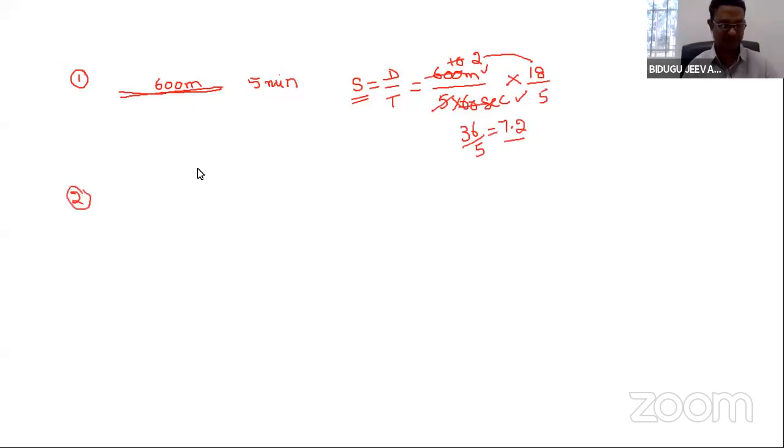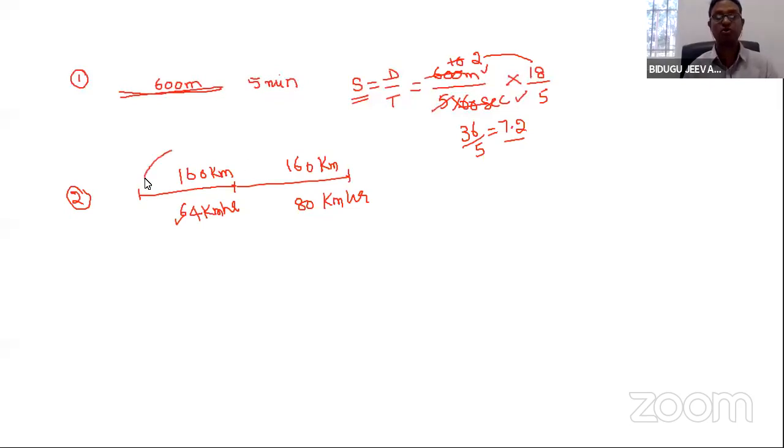Now question number 2. A man travels first 160 kilometers at 64 kilometer per hour. This distance is covered with this speed. Next, next 160 kilometers covered at 80 kilometer per hour. What is the average speed? The first 320 of the two. 320 means the whole journey, 160 plus 160. For the entire journey, what is the average speed?